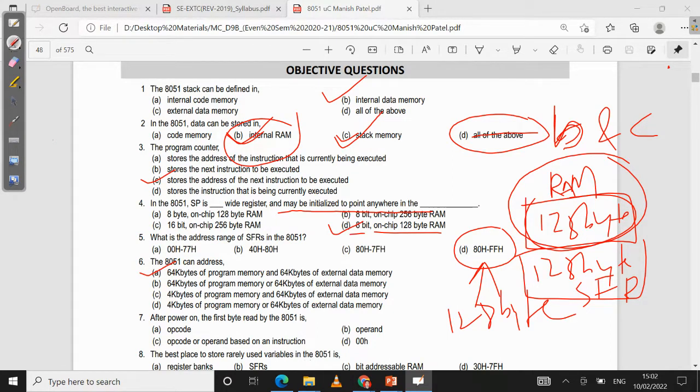I just told you, so it can access 64 kilobytes of program memory as well as 64 kilobytes of external data memory. Right?